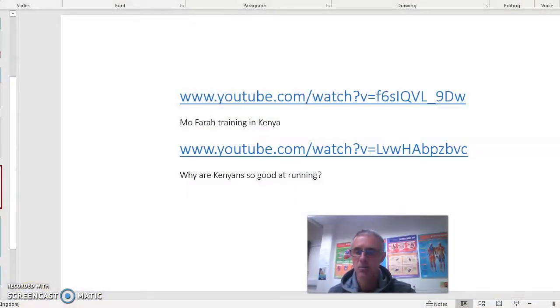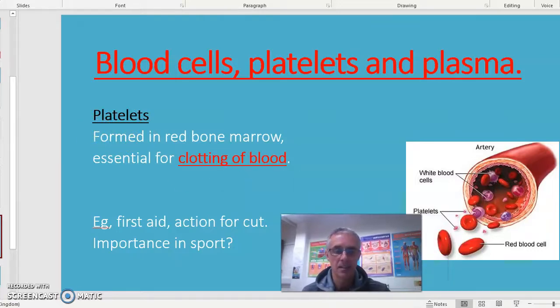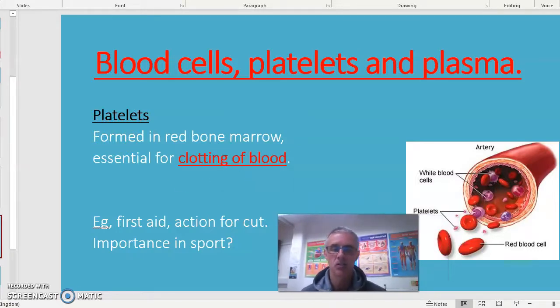I'm going to go back to small bits now. And the next slide is on platelets. So we've had red blood cells, we've had white blood cells, and now we're on to platelets. And we know a little bit about platelets already because they are essential for the clotting of the blood. All right? You know that. They help form scabs. They help stop the bleeding, basically, if you get a little cut.